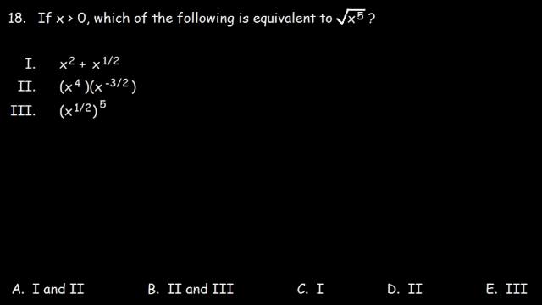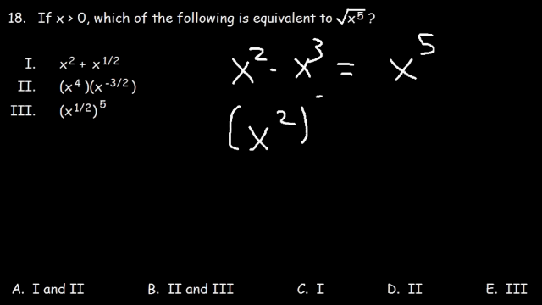18. If x is greater than 0, which of the following is equivalent to the square root of x to the 5th power? So let's go over some rules associated with exponents. x squared times x to the 3rd is equal to x raised to the 5th power. When you multiply common bases, you need to add the exponents. And x squared raised to the 3rd is equal to x to the 6th power. When you raise one exponent to another exponent, you need to multiply the two exponents.